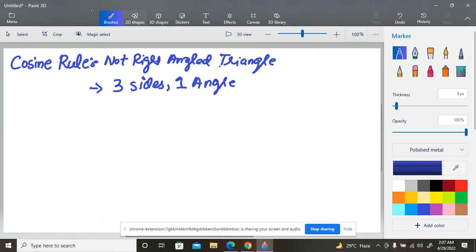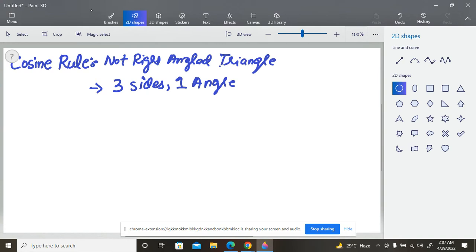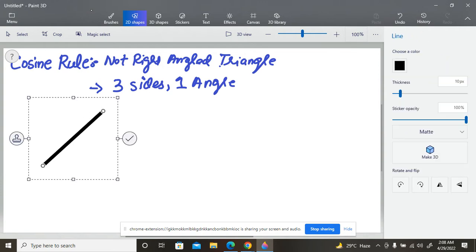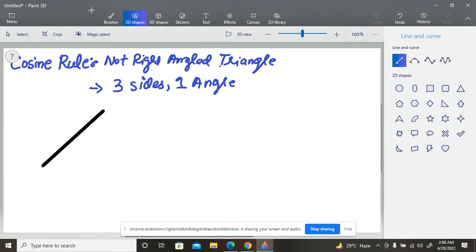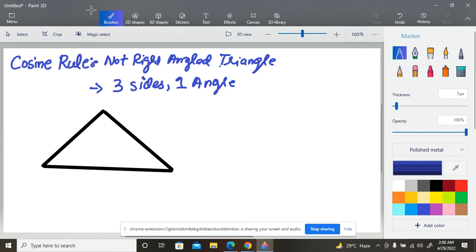So for example, if I draw here a triangle, not a right angle triangle, for example this one. Let's say that it is ABC, triangle ABC. For instance, I'll give only three sides. So side opposite to angle B is small b, side opposite to angle C is small c, and side opposite to angle A is small a.